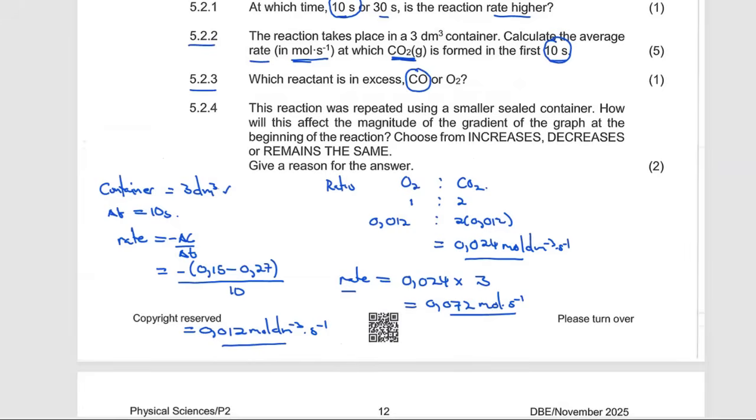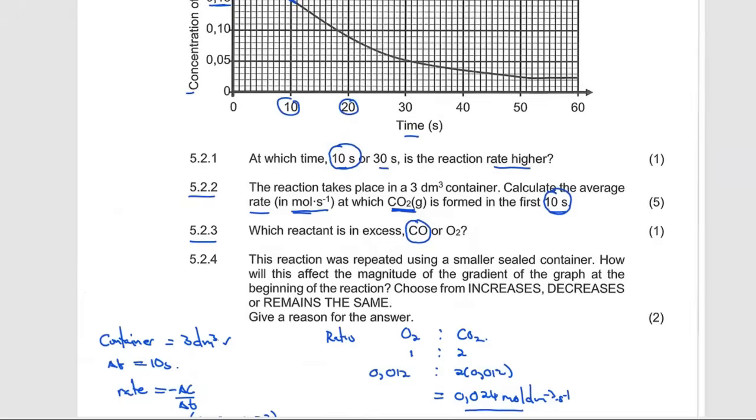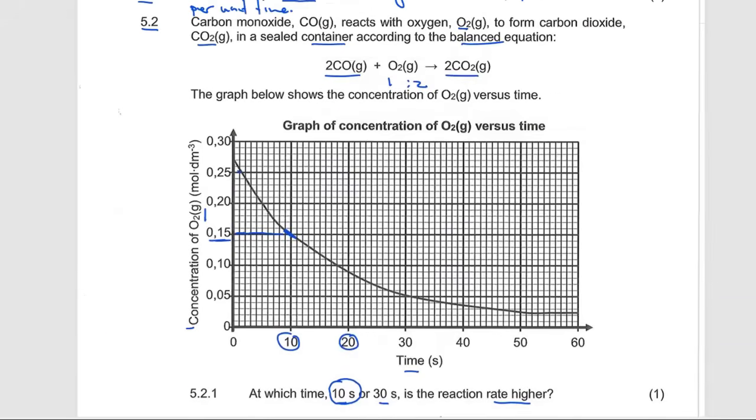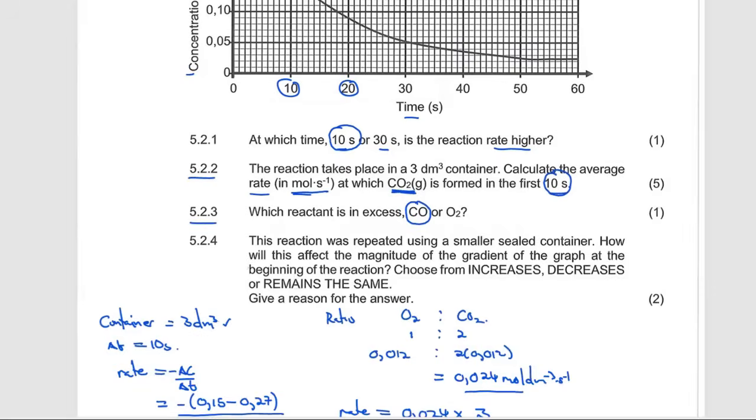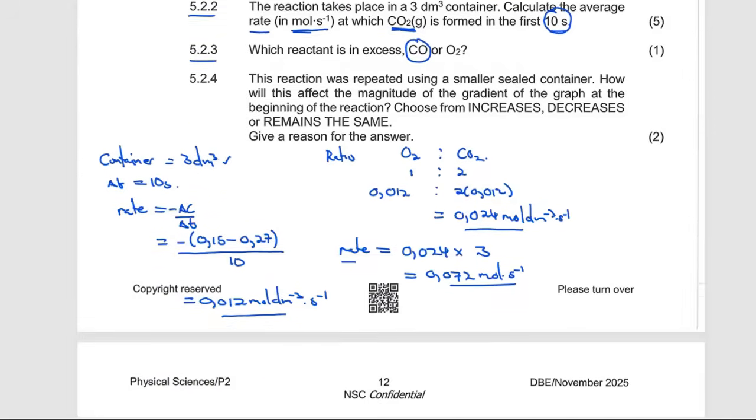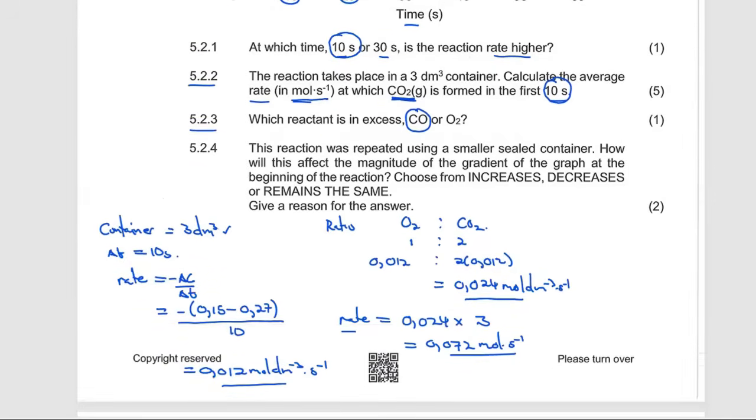So the reason behind this, if you look at the mole ratio between carbon monoxide and oxygen, it is 2:1, right? So let's look at carbon monoxide and oxygen. This is 2:1, so O2 is decreasing at a faster rate. Our answer there is that CO is in excess, and O2 is decreasing at a faster rate.